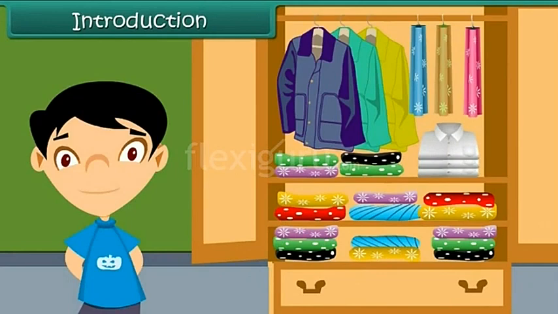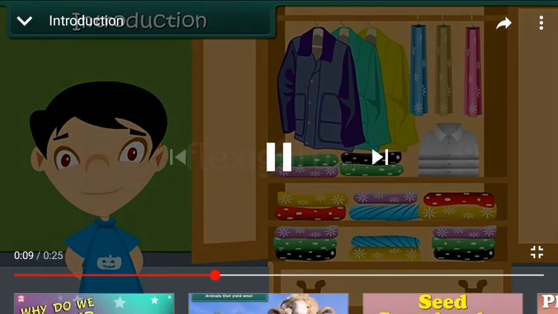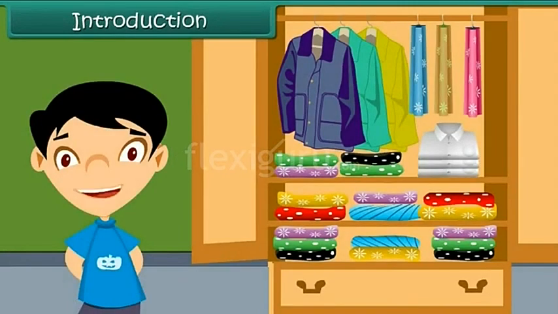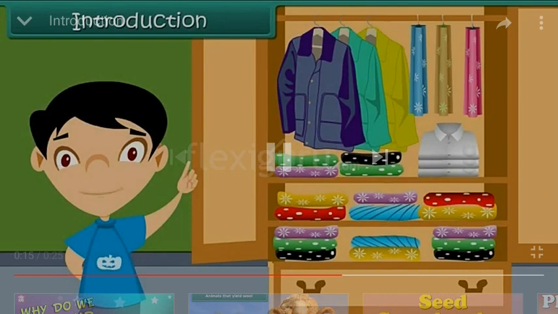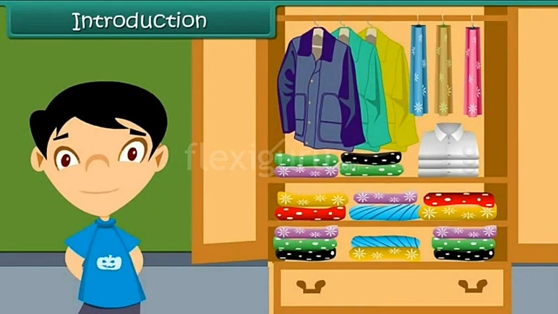You can see a wardrobe, and in the wardrobe there are different kinds of clothes. Some are woolen clothes, some are synthetic clothes, some are cotton clothes, of course. Can you imagine what kind of fiber is basically used in making such clothes? So let's study about it. If we are using different fabric, different fibers will be used, of course. So we will learn about all these things in the video.